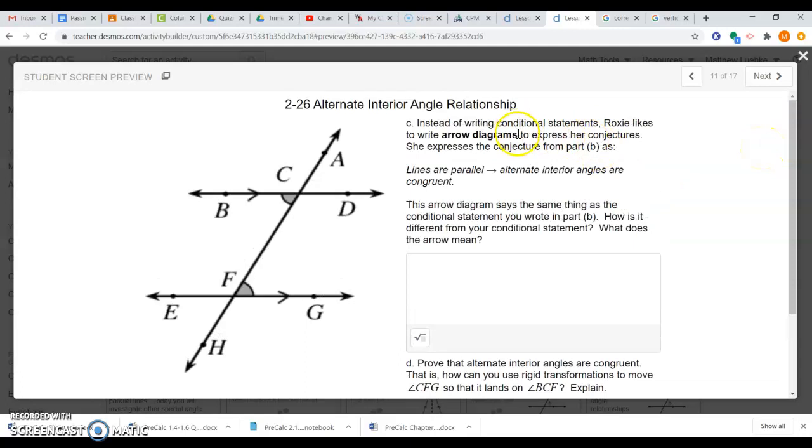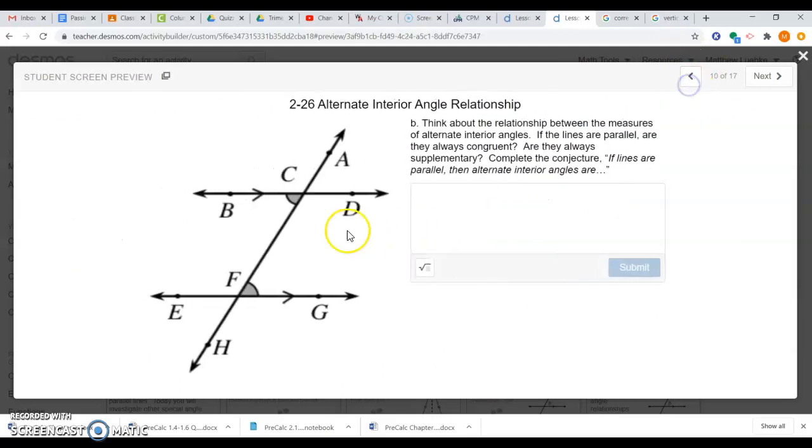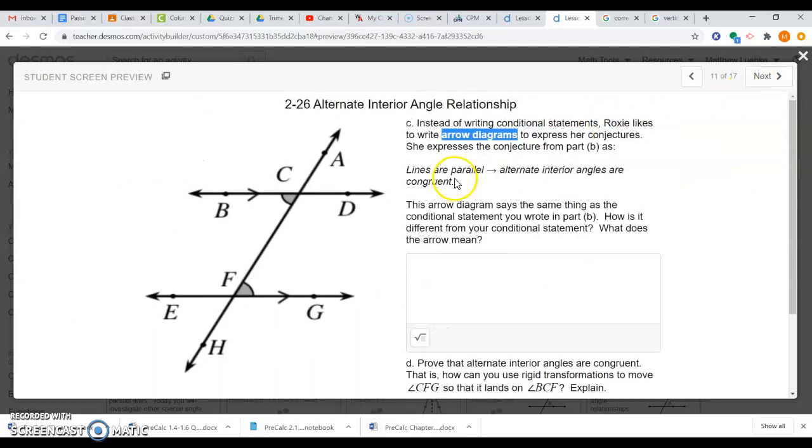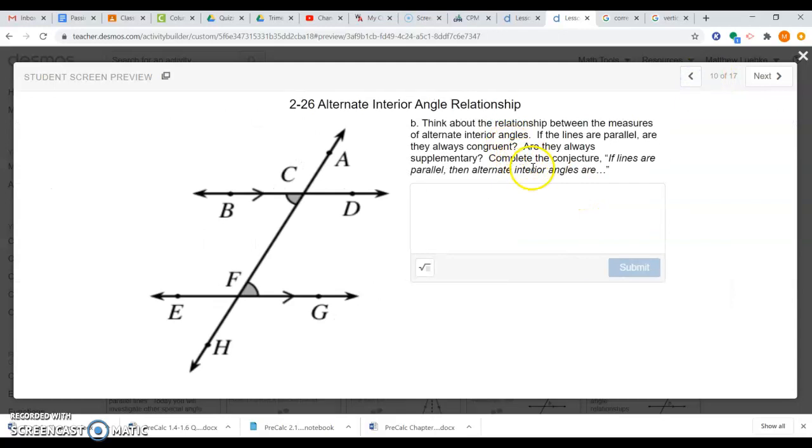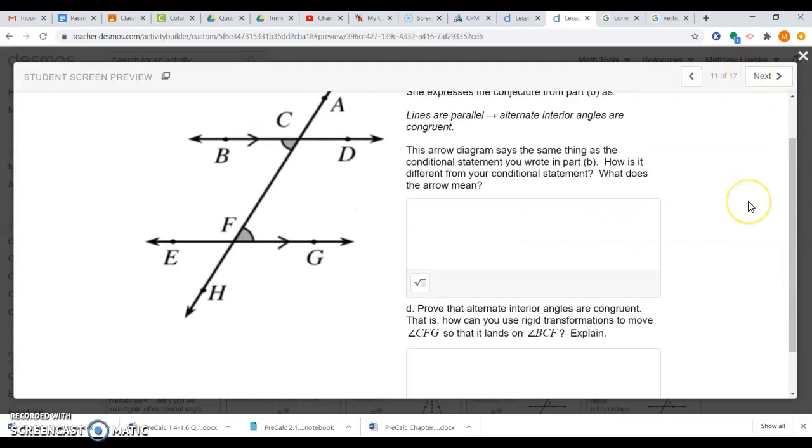Here, just another quick vocab, not the most important vocab, but quick nonetheless. Back here, it is an if lines are parallel, then alternate interior angles are. And here, they're doing the same thing, but using an arrow diagram. So it's the same thing. The first thing needs to happen for the second thing to happen, and that's the same thing as my conditional statement here. Okay?